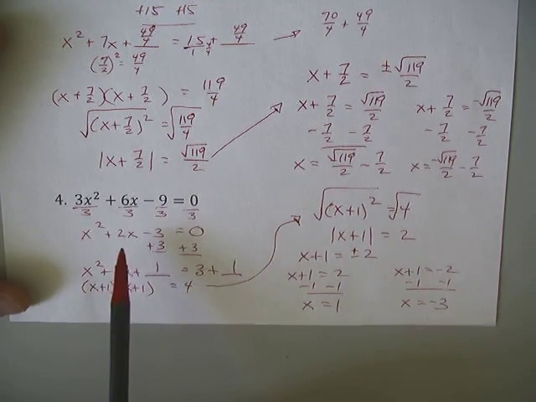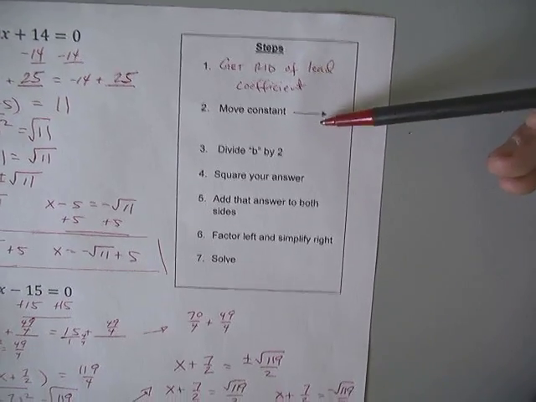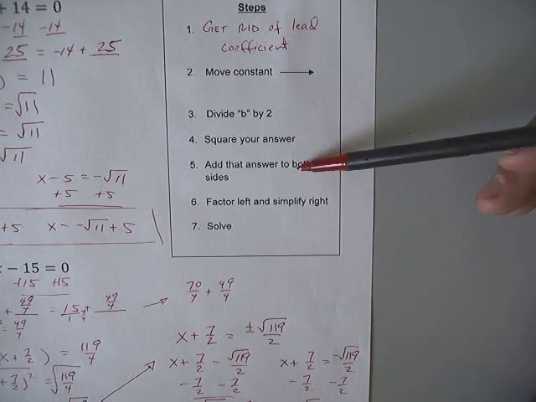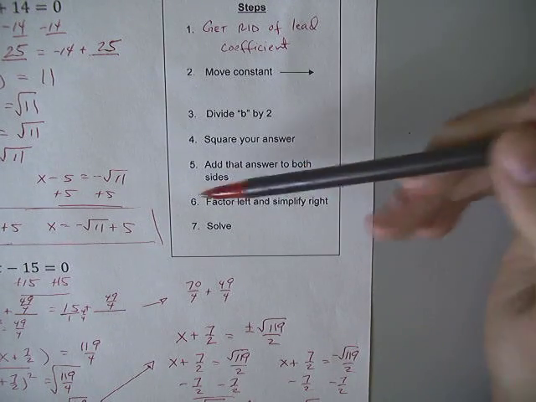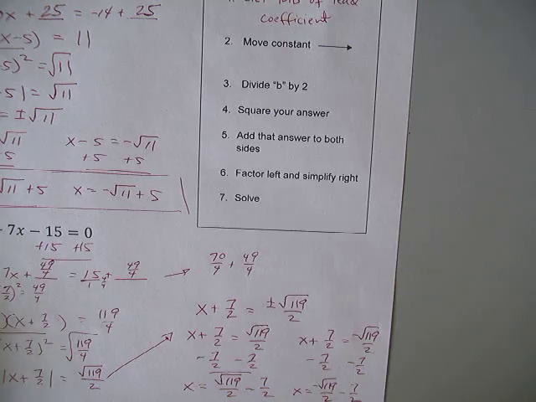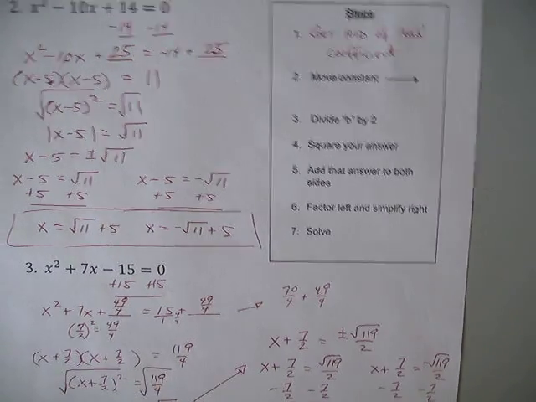And once you get rid of the lead coefficient, though, then everything else is basically the same. You have to go through all the same steps here. Move the constant to the right, divide b by 2, square your answer, add the answer to both sides, factor left, simplify right, blah, blah, blah. Several steps, I know. But once you do it a few times, it's actually not that bad.